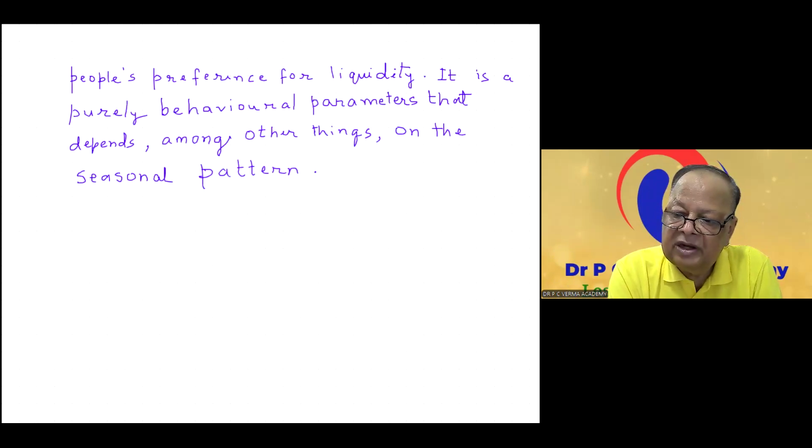Another seasonal pattern is the marriage season, when many commodities are needed, right from gold jewelry, silver jewelry, dresses, and eatable things. At that time, many people want to have a preference for liquidity and cash. Although nowadays, due to the development of UPI, there is no need to keep cash, only the mobile will help you. But there are many things in the market which you cannot buy through UPI. They say, no, I want cash.